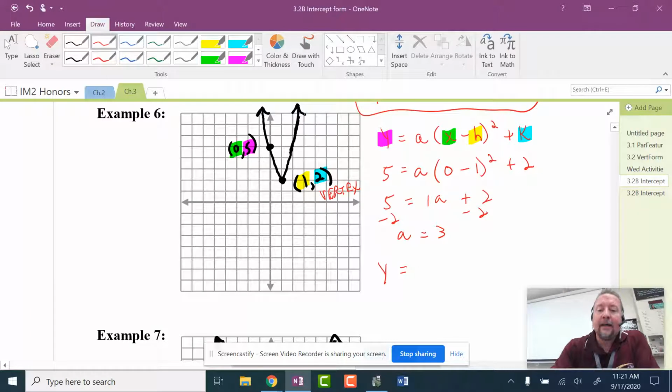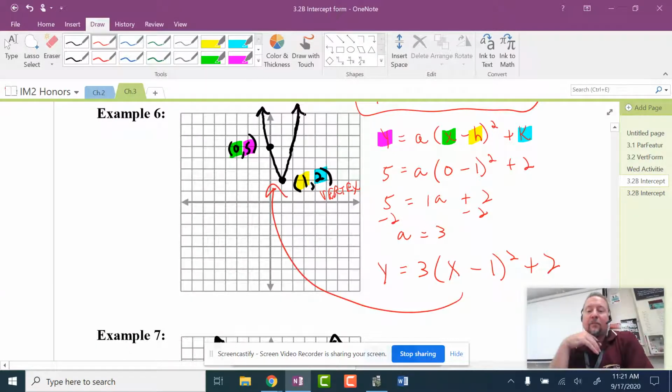You bring y back. You insert that a. You bring x back. And then you insert the vertex, because this will always be the vertex for this particular specific parabola. These x's and y's come back because now we can create all these other coordinates and find out what they are by input-output if we wanted.